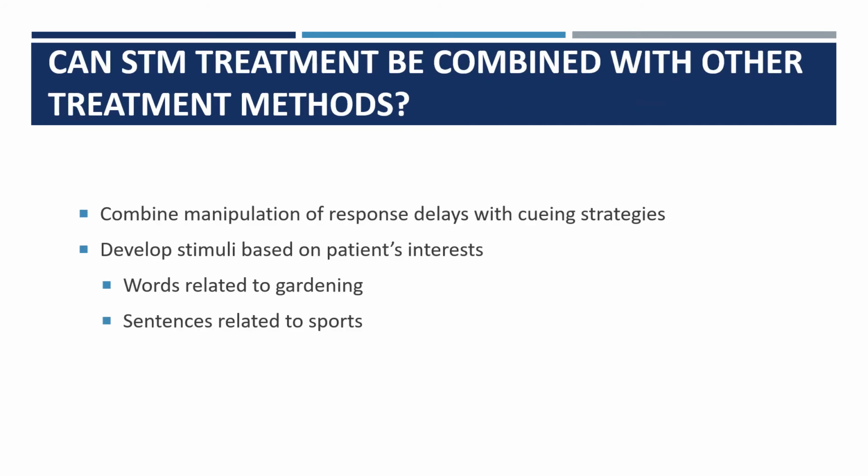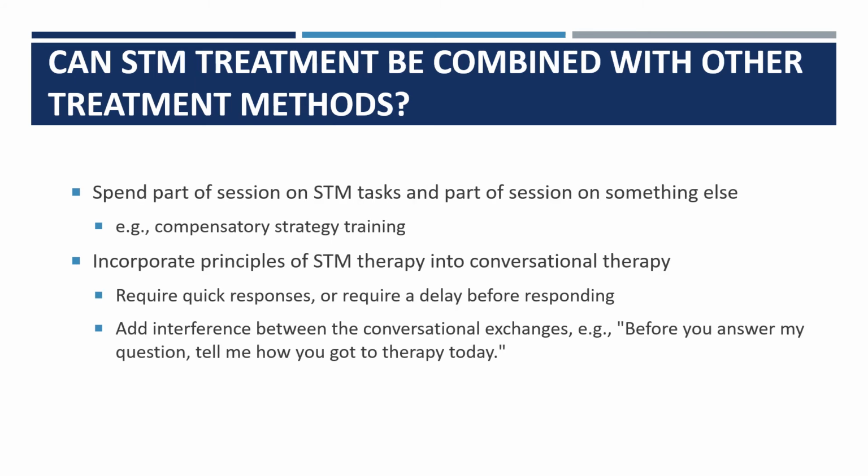Feel free to combine short-term memory treatment with other therapy methods. Here are a few examples. You can combine the manipulation of response delays with cueing strategies, or you can develop stimuli tailored to your patient's individual interests, such as gardening or sports. Other ideas include spending part of your session on short-term memory tasks and part on something else, such as compensatory strategy training or caregiver training.